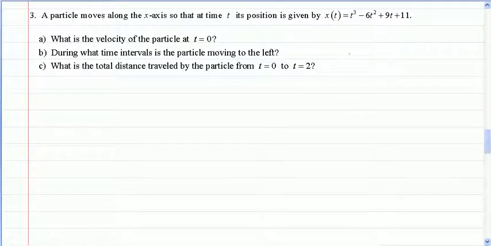For number 3, a particle moves along the x-axis so that at time t its position is given by x of t equals t cubed minus 6t squared plus 9t plus 11. So x of t is the position, which is the same as s of t.